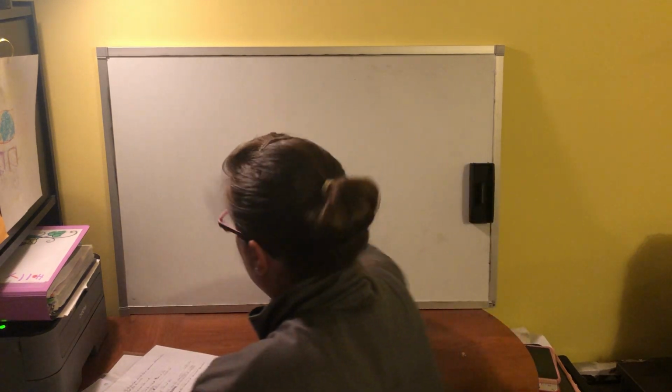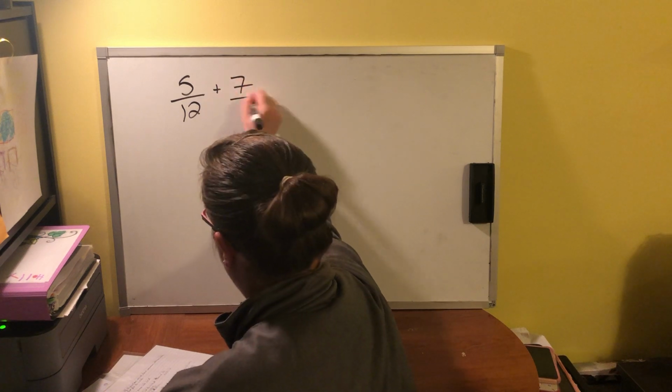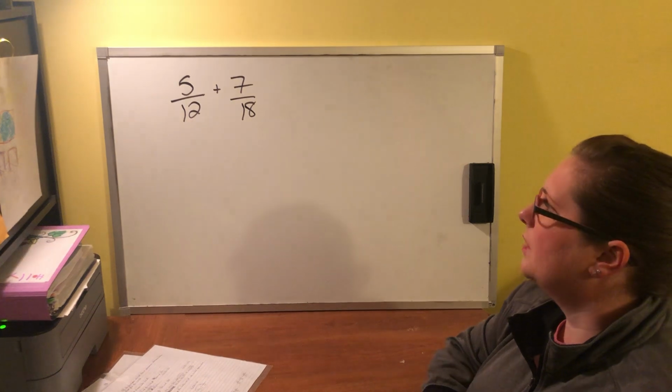Let's look at another one. Let's do 5/12 plus 7 over 18. So 5/12 plus 7 over 18.